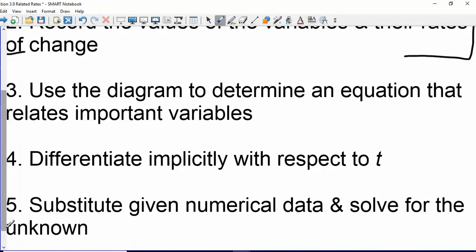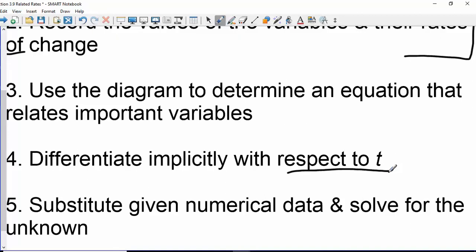Then we do the derivative with respect to t. So that's what I was saying before, everything will get a d-something dt. And then at the end, we plug in our numbers. You cannot plug in your numbers before doing the derivative. Why? It wouldn't be accurate.